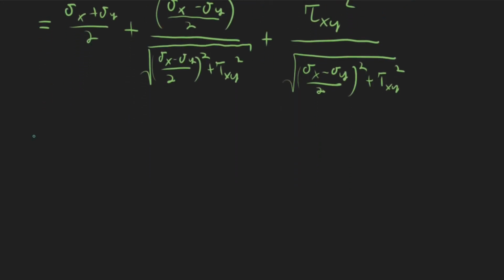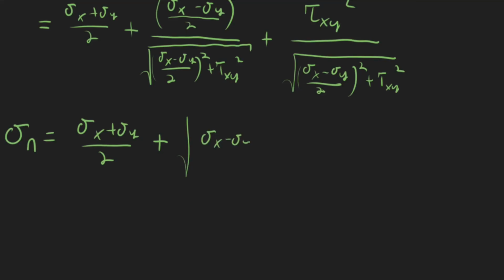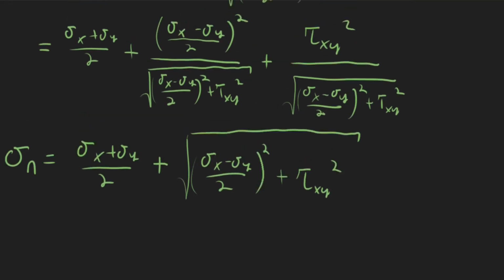So our final form is that sigma normal is going to be equal to sigma x plus sigma y all over 2 plus the square root of sigma x minus sigma y all over 2 squared plus our shear xy squared. So now, if we just have the original stress state, sigma x, sigma y, and our shear, we can find the maximum normal stress, and we can also find the minimum normal stress if we think about this tangent.